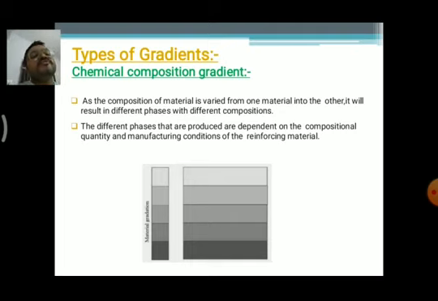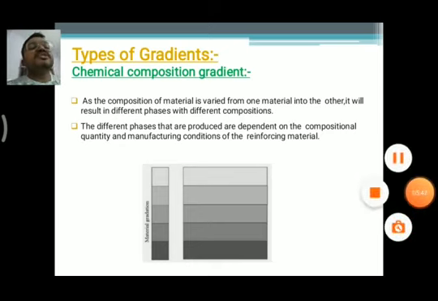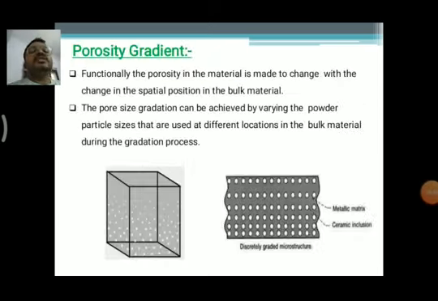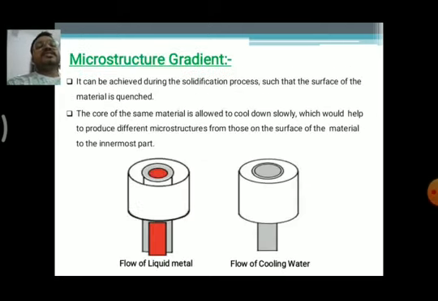The different phases are mutually dependent, and the compositional quantity and manufacturing conditions are based on the reinforced material. So we are seeing the reinforced material as the minor constituent here. Second one is the porosity gradient, and third one is the microstructure gradient.